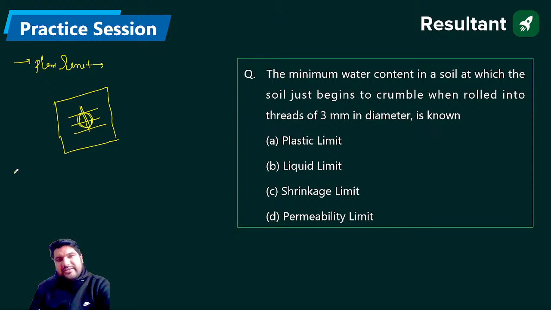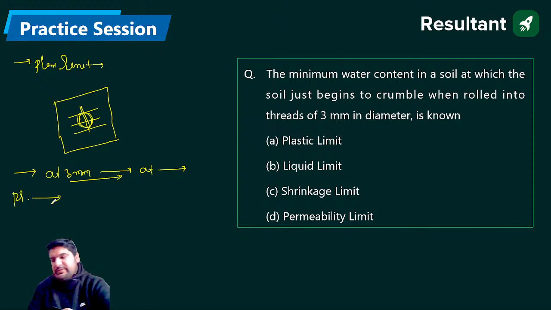Okay, sir. If the soil breaks at 3 mm diameter thread, it starts crumbling. At that limit, that water content will be the plastic limit. So you can go with the plastic limit as the correct answer.